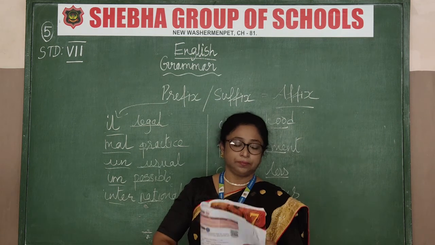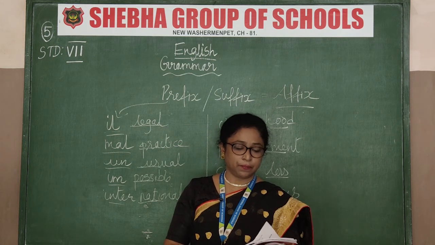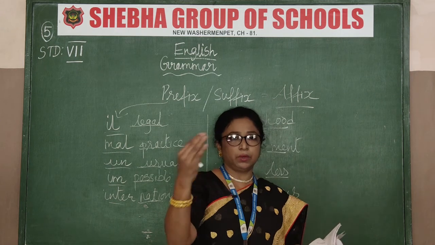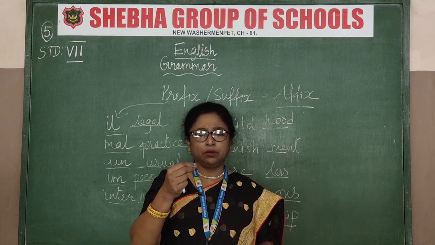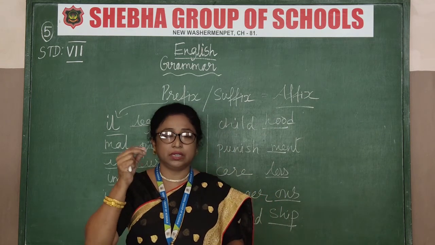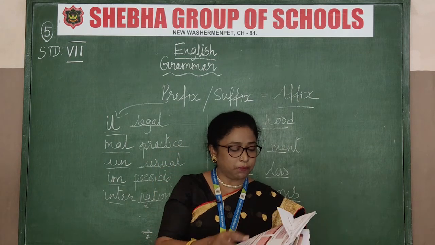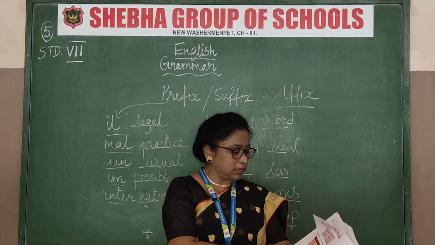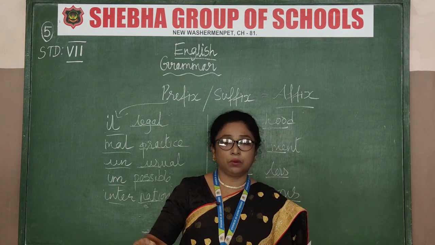Next one, below that on page number 94, there is a match the following. You have to match it with the word. Now what is it? A cup full. What can you do with the cup full? Cup full of what can we drink? Coffee, tea, milk, isn't it? A cup full of soup, anything. So a cup full, when you match it, it comes as a cup full of coffee. And then a bag full. What can you keep?